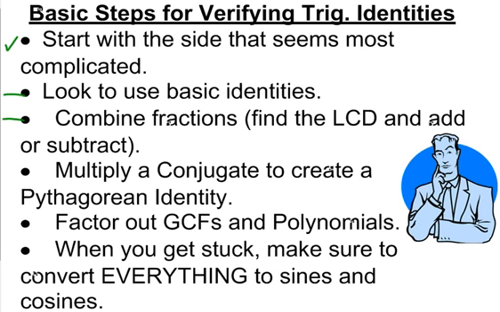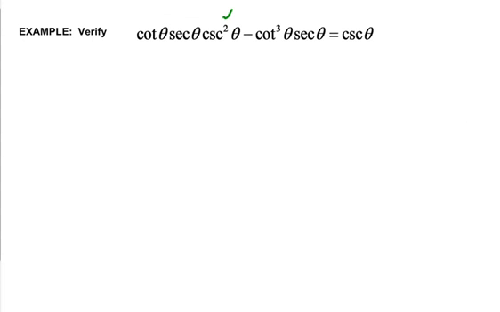Combine fractions, there are no fractions there. Multiply by the conjugate, not really an option. We don't have something that's close to being a Pythagorean identity like that. What we want to look at is to see if we can factor out any GCF or maybe a polynomial in this equation or this identity to maybe simplify some things. Now, as I look at this, we can see that there is a cotangent in both pieces. There is a secant in both pieces as well. So I can begin to take those out as a GCF. I can rewrite this as cotangent theta, secant of theta.